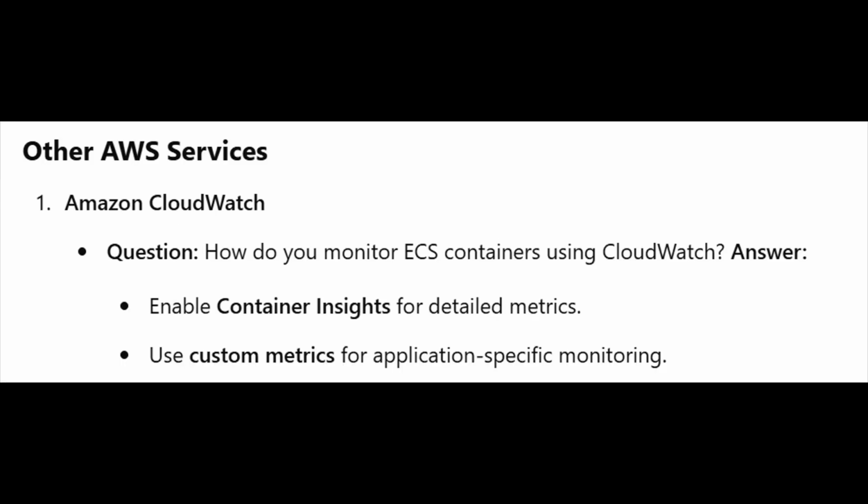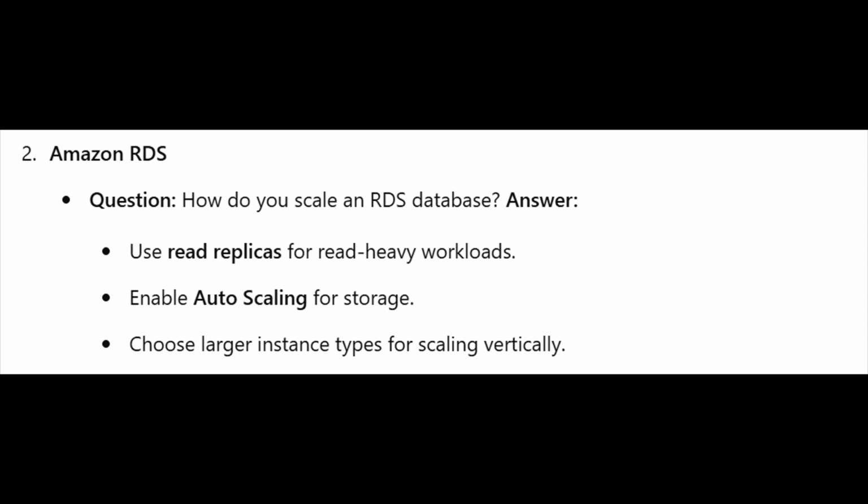Other AWS services. Amazon CloudWatch. Question: how do you monitor ECS containers using CloudWatch? Answer: enable Container Insights for detailed metrics. Use custom metrics for application-specific monitoring. Amazon RDS. Question: how do you scale an RDS database? Answer: use read replicas for read-heavy workloads. Enable auto-scaling for storage. Choose larger instance types for scaling vertically.